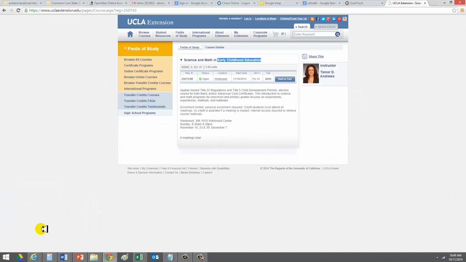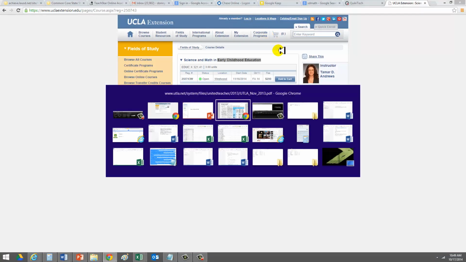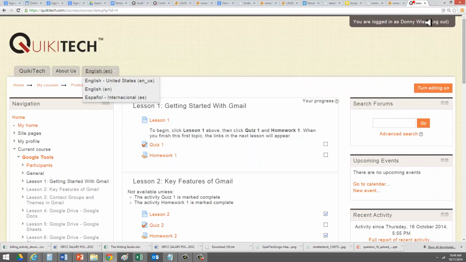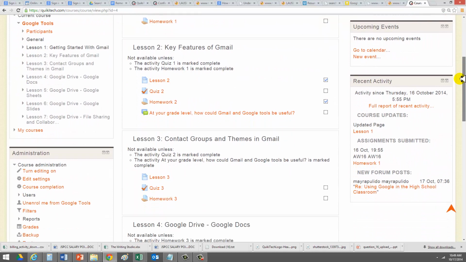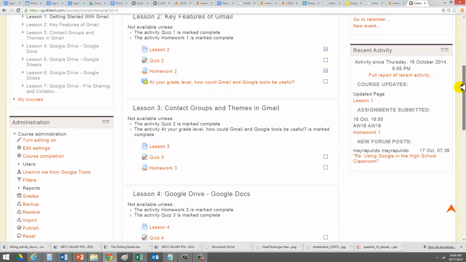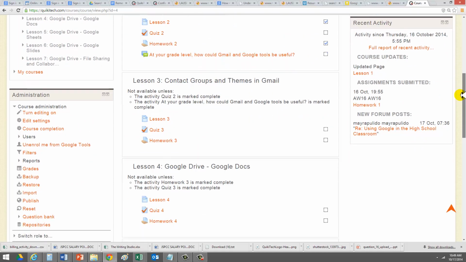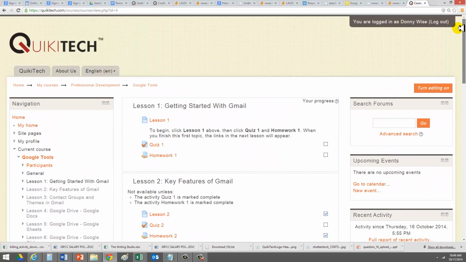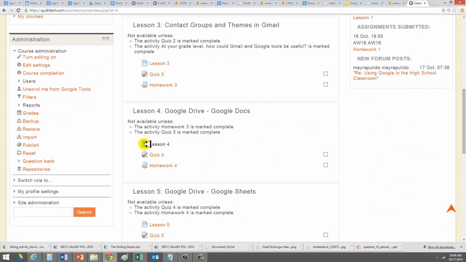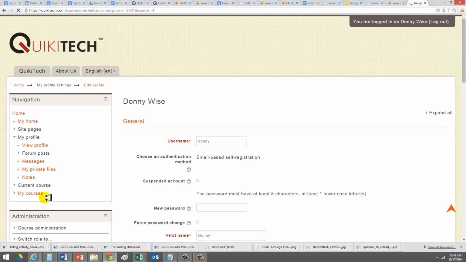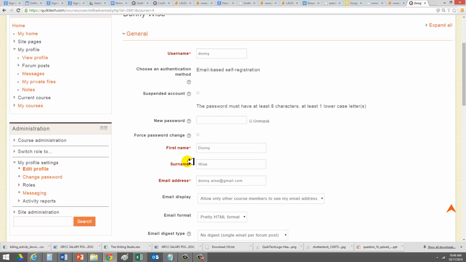Okay, so now let's jump really quickly over to QuikiTech, and I just want to show you a few things with QuikiTech. This will be quick, but it's important for you that you get these concepts and do these tasks at the beginning of your experience with QuikiTech. The first thing I would say is, please scroll down and go to My Profile Settings. Click on that, click on Edit Profile, and it's very important to me that you go ahead and check your first name and your last name.